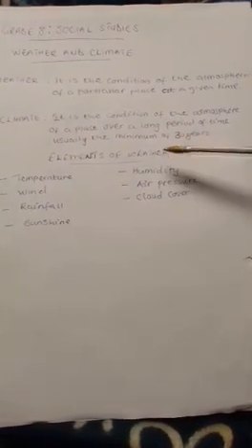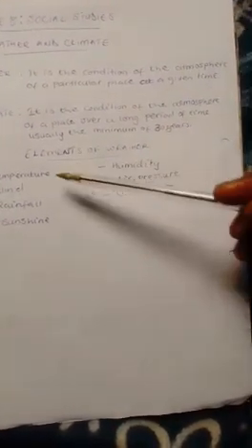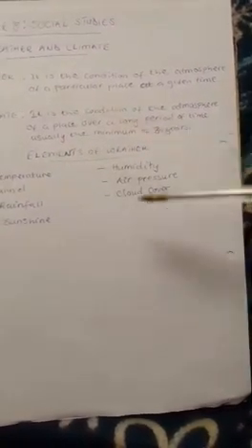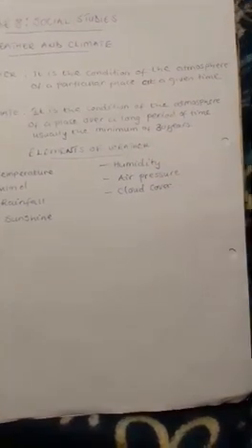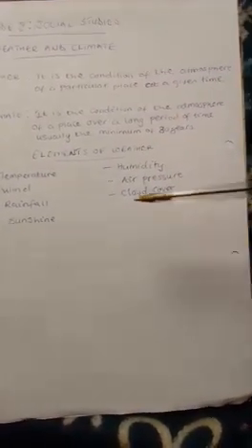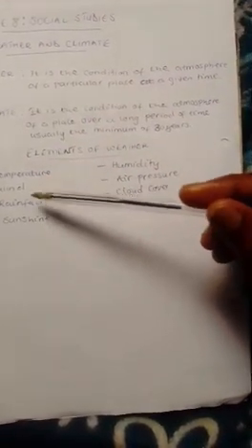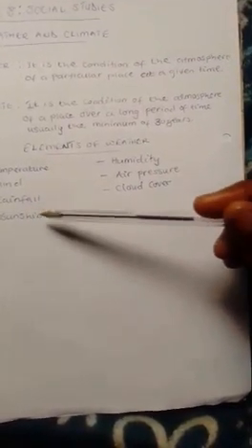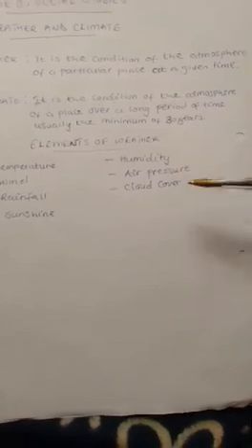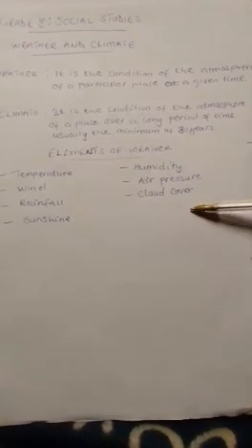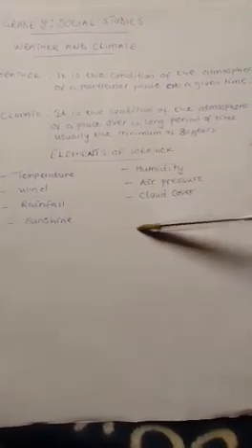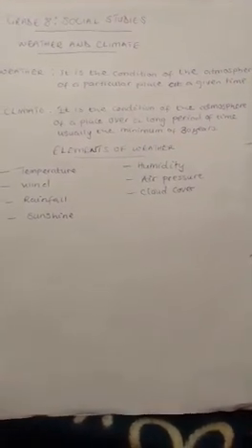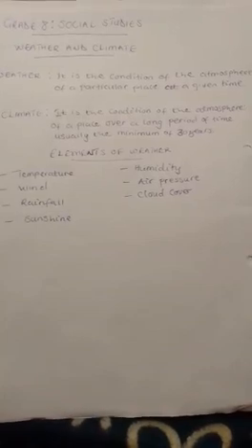We also looked at the elements of weather. We said weather is made up of different elements, and these are temperature, winds, rainfall, sunshine, humidity, air pressure, and the cloud cover. So these are the elements that make up weather.